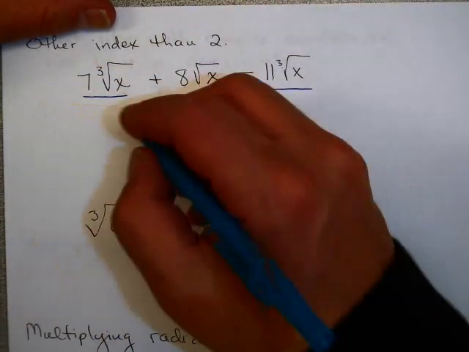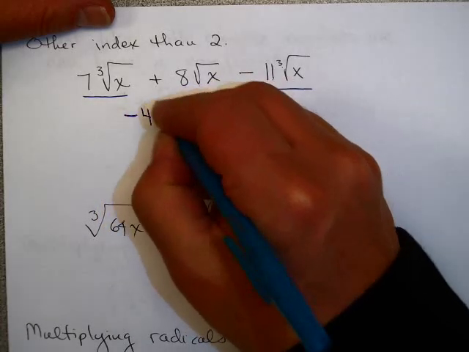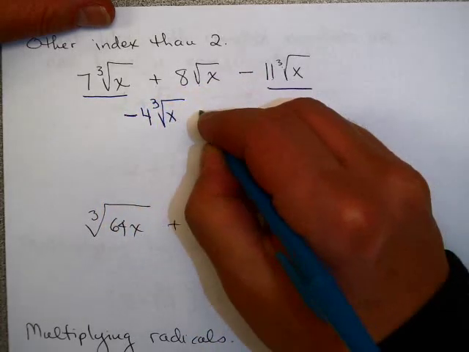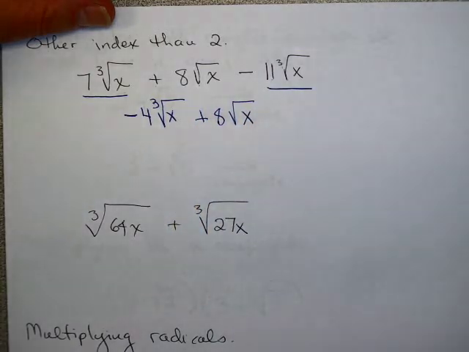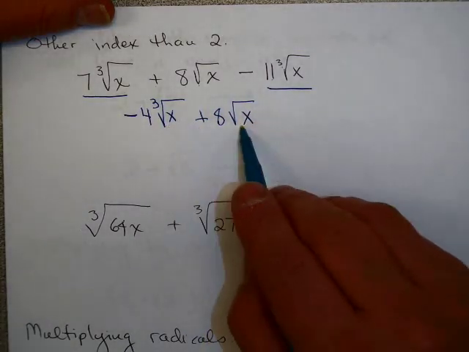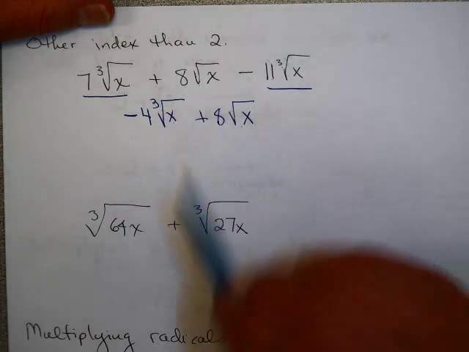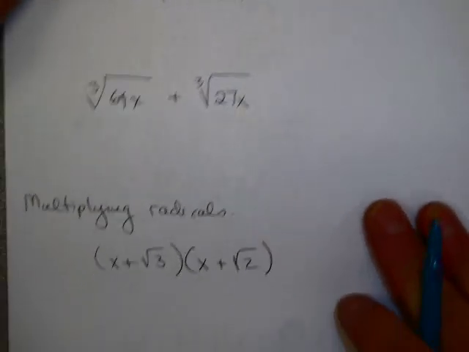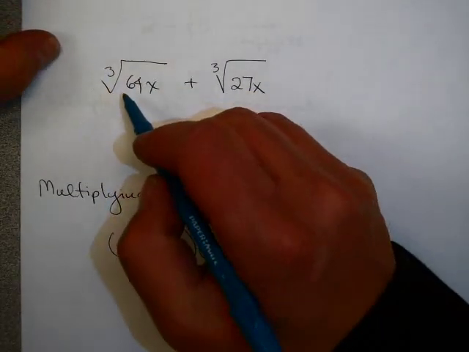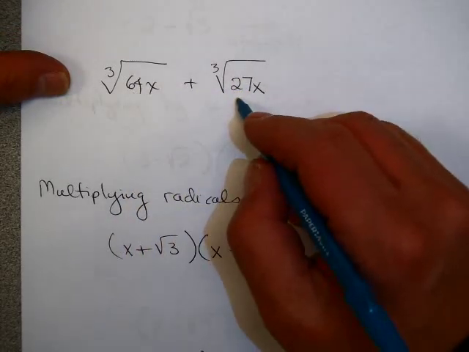So 7 minus 11, well, what would that be? That would be minus 4 cube root of x. And here we have 8 square root of x. And, well, can't add those, right? Because even though they have the same radicand, they don't have the same index. I'm finished.